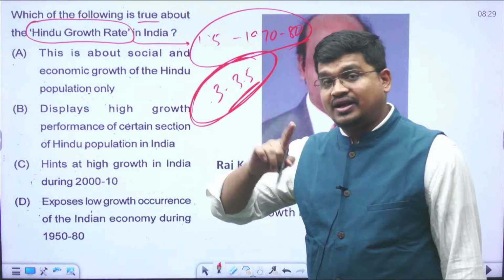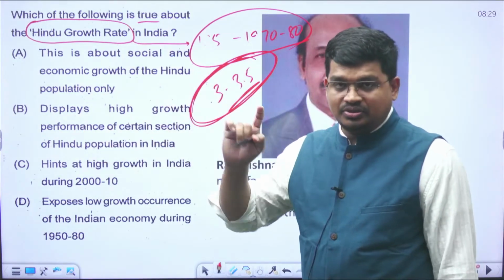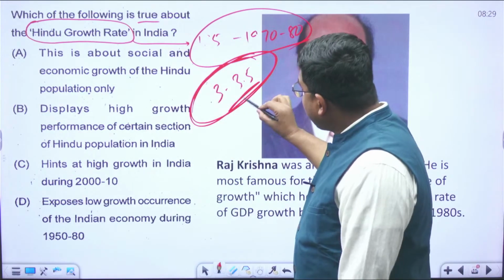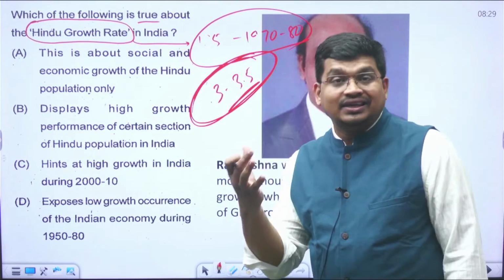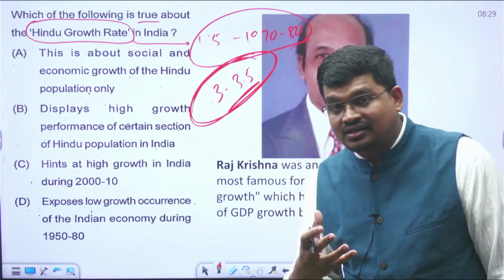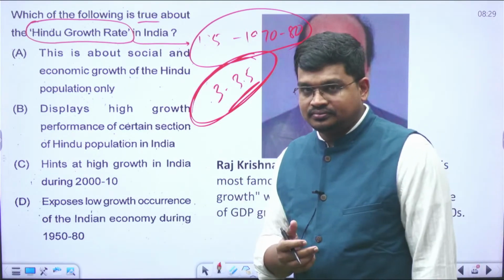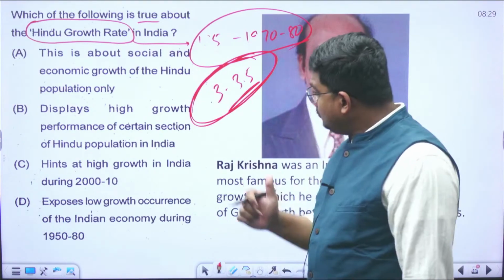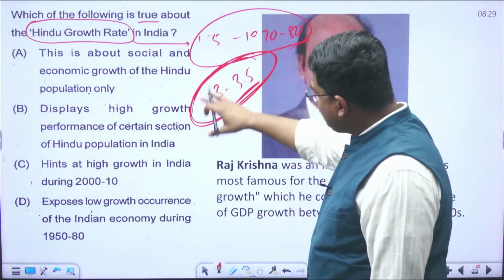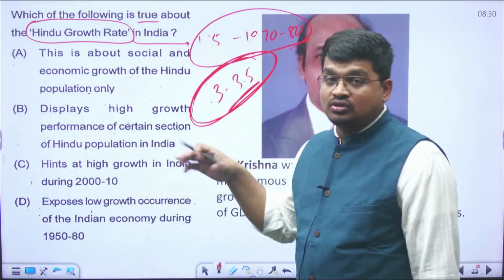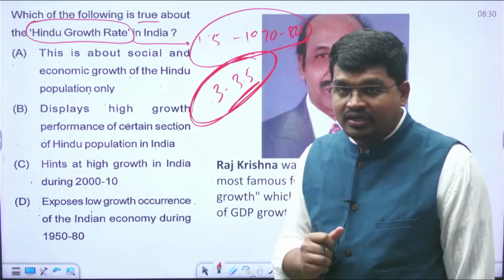And from 85 onwards, if you see, the growth rate started increasing. The Indian economy started reforming, and then economic growth started increasing. So, what is called the Hindu rate of growth? Now, why has this name been given?